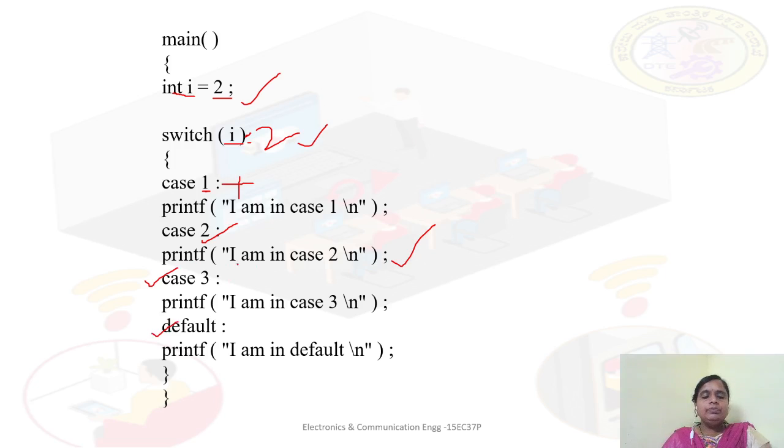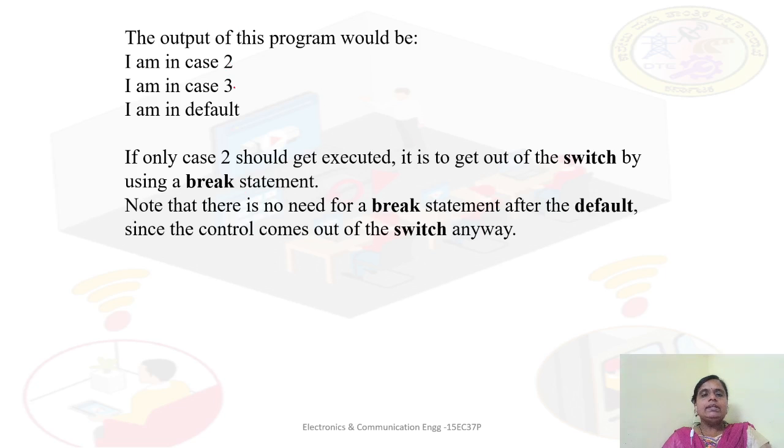The output should be what? I am in case 2, I am in case 3, I am in default. This will be our output. Only as this case is not matching with this expression, this is not going to get executed. So your output will be what? I am in case 2, I am in case 3 and I am in default.